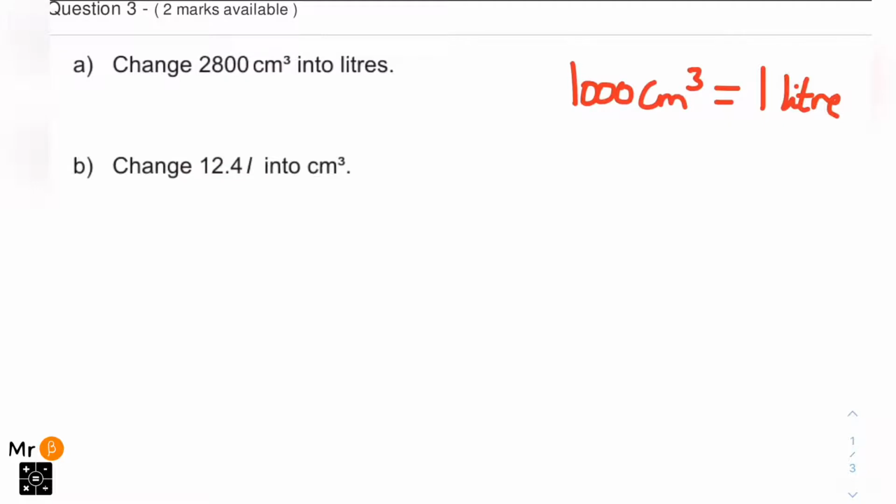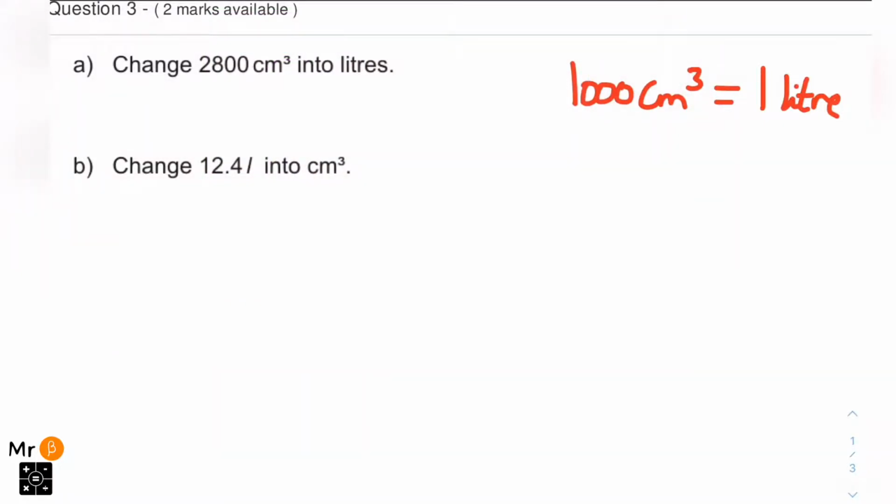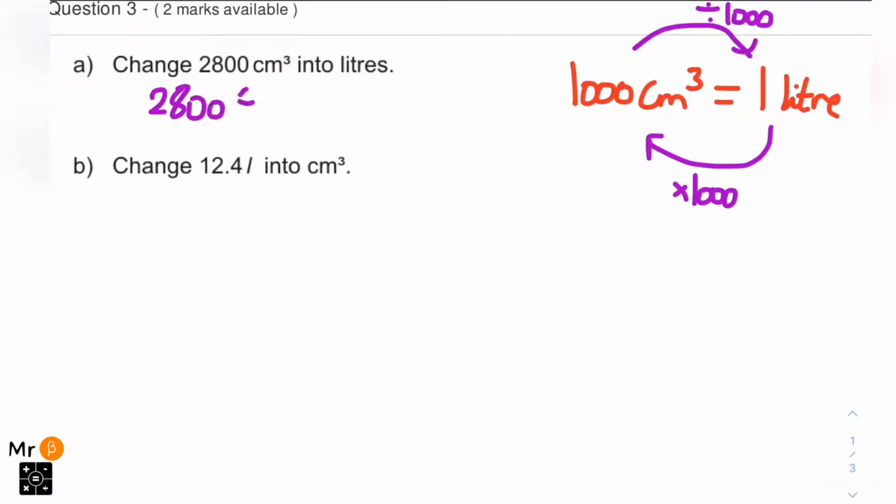So question 3, we need to remember this key fact that 1,000 centimetres cubed is equal to 1 litre, and that is key. They will not give you that in your exam. So to go from litres to centimetres cubed, to go from 1 to 1,000, we're timesing by 1,000. And to reverse that process, we would be dividing by 1000. So to go from centimetres cubed into litres, we need to divide by 1000, and we get the answer 2.8 litres.